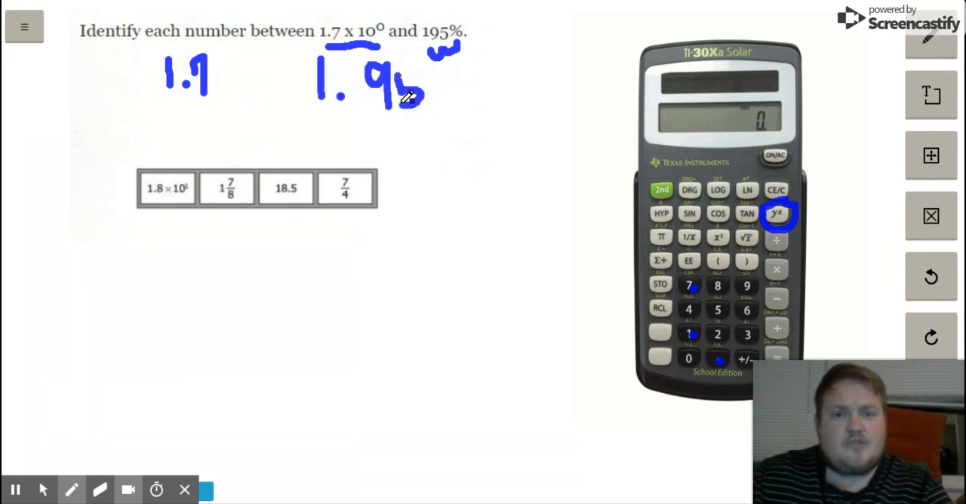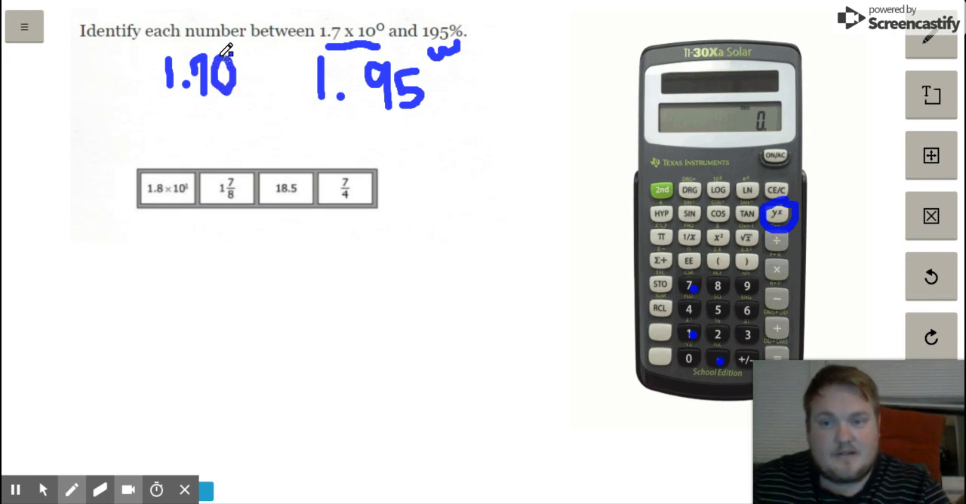And again, we're going to treat this like it's money. This would be like $1.70. I can put a 0 there, that's fine. And this is $1.95. So now let's continue to work this out.